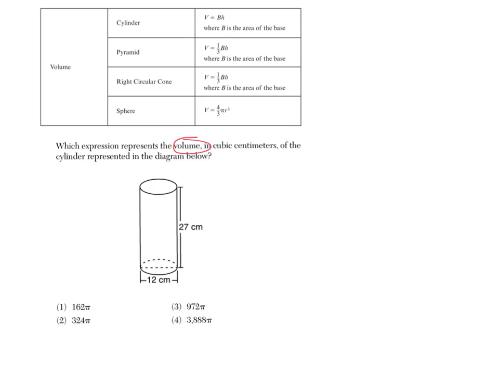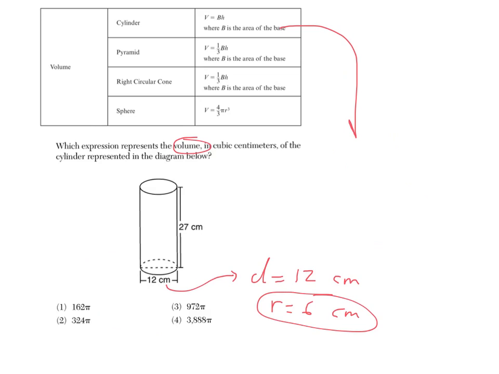They even give us a picture of it. The only small danger here is to remember that in this picture they're giving us the diameter is 12 centimeters, and we don't use the diameter when we calculate the volume. We need the radius, so the radius would be 6 centimeters. So we take that information and use the formula for the volume of a cylinder, and the volume is big B times H, which would be pi r squared times H. This time we're looking for the volume. The volume is pi times 6 squared times the height, which is 27.